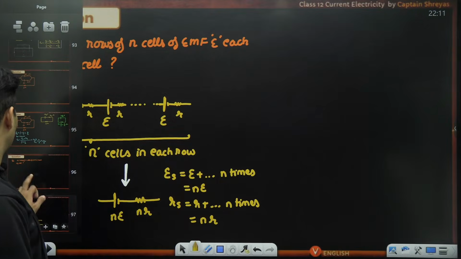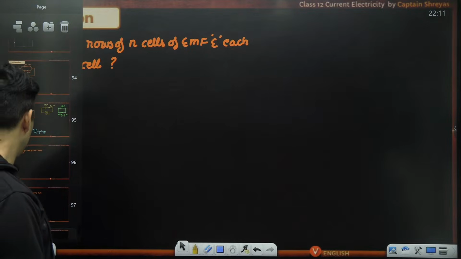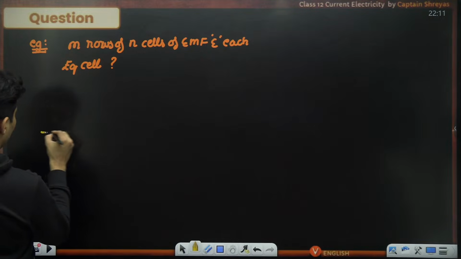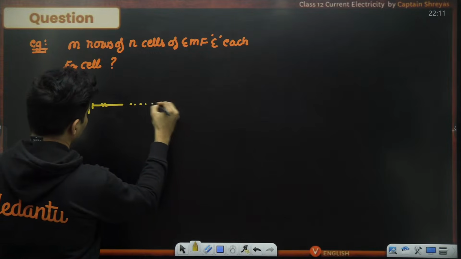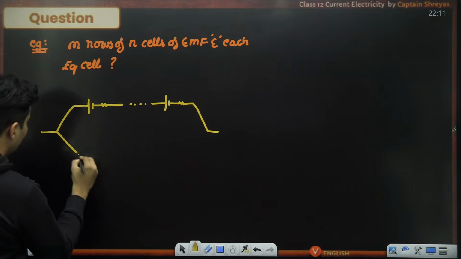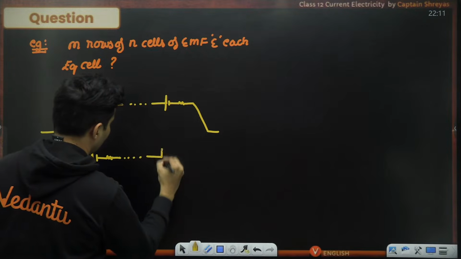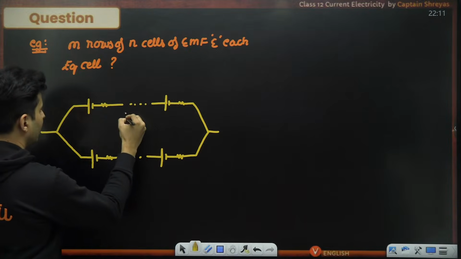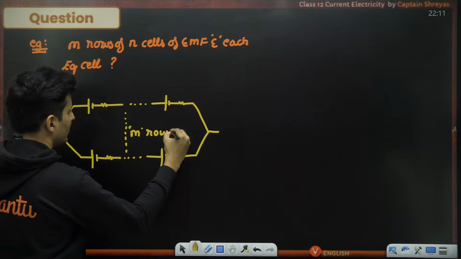But that is not the overall question. I mean, we still have to solve it. Observe now, what do we do next? Carefully analyze what is happening. There are m such rows. Like that, there are m number of rows.